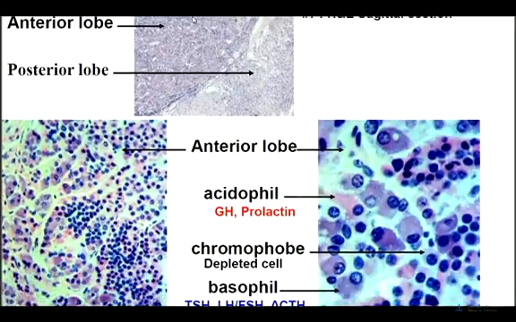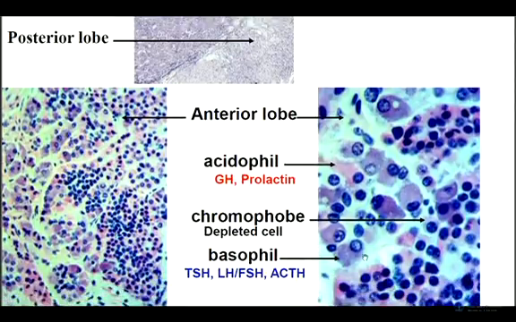So we know what comes from the posterior lobe. The neurohypophysis is ADH and oxytocin. And here are the secretions from the anterior lobe. So 3 different colors of cells. The red ones, the acidophils, produce growth hormone and prolactin. The basophils, the blue ones, are the most productive: TSH, LH, FSH, ACTH. The lack of staining cells that have a bland, very pale pink cytoplasm are chromophobes, which are putatively exhausted of whatever secretions they make.